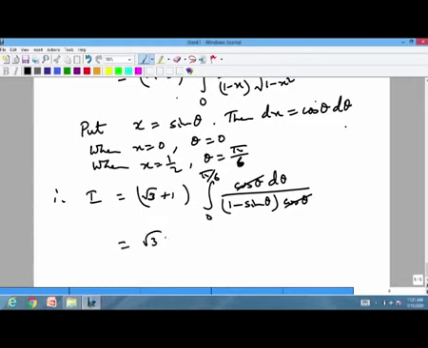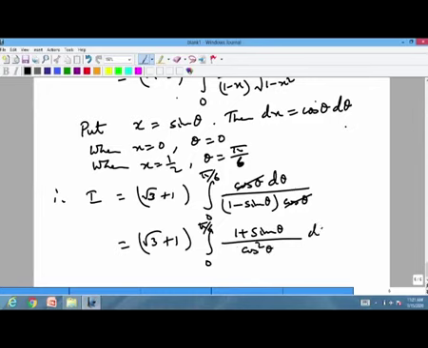Now, this is straightforward. What we do is multiply and divide by 1 plus sin theta, then it becomes (1 plus sin theta) divided by (1 minus sin square theta). So, that is (1 plus sin theta) by cos square theta d theta.